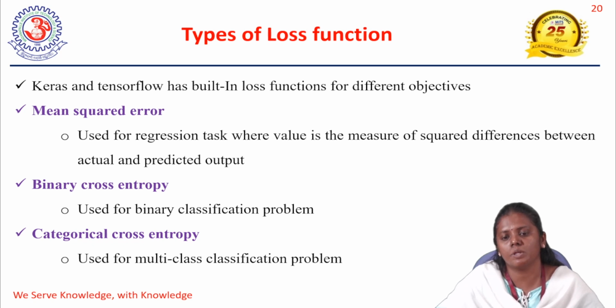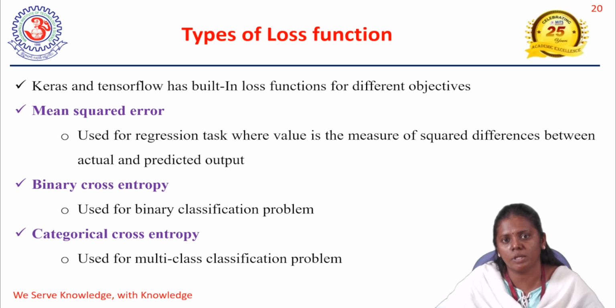The very commonly used loss function is mean squared error. It's used for the regression task, where the value is a measure of square differences between actual output and predicted output. I'm going to find the difference between the actual output and the predicted output, and then square that. That will be the mean squared error. It is used for the regression task. Regression task in the sense I want to predict a continuous value. What will be the price of a particular company's share after 20 years? What is the cost of my plot after 50 years? Likewise, if I want to predict a continuous variable over a period of time, that is a regression task.